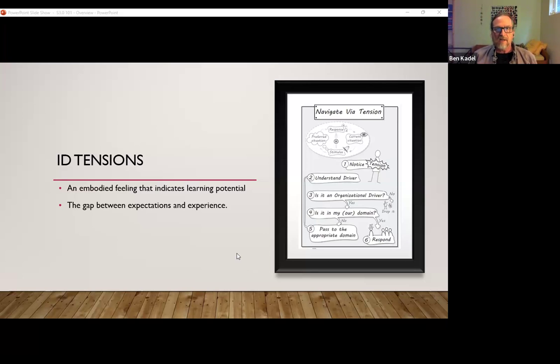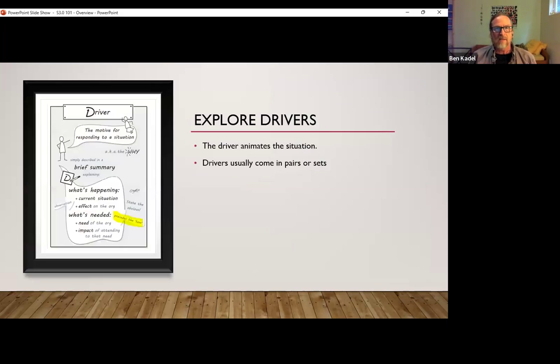Once we've identified and given a space to the tension, then what we're going to do is explore the drivers underneath the tension. An easy way of thinking about this is the tension is like the flashing light on the dashboard. That's not the problem. It's just there to get your attention. What it's getting your attention for, though, is to point to what's going on under the surface. And those are what we call the drivers. The drivers are the animating forces that are at play.